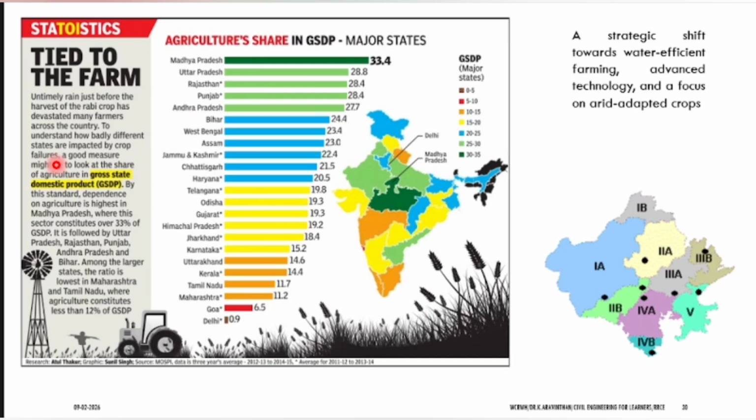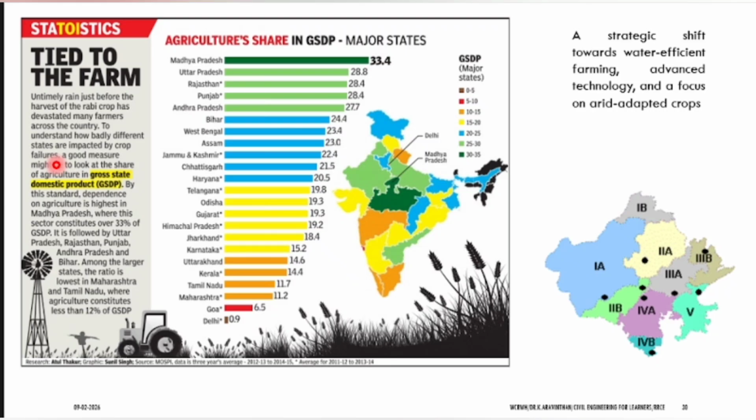Now this is another thing, state-wise share. The top states which contribute to agriculture are Madhya Pradesh, Uttar Pradesh, Rajasthan, Punjab and Andhra Pradesh. Through these only we are getting more GDP from agriculture. You see here, we are here: Karnataka, Uttarakhand, Kerala, Tamil Nadu, Maharashtra, Goa.